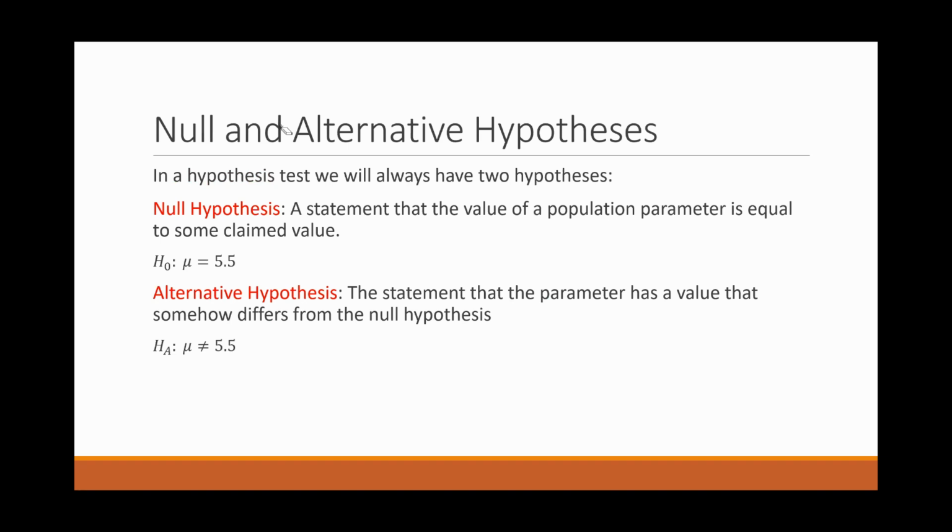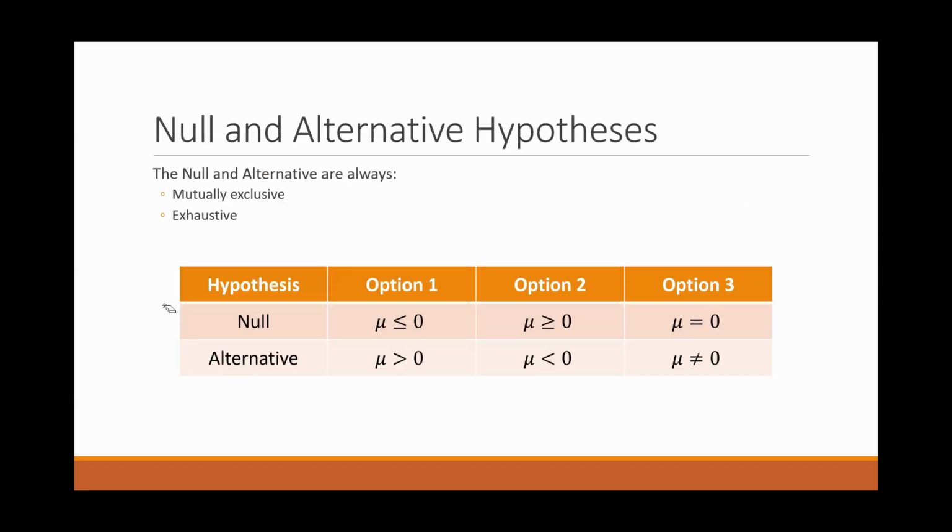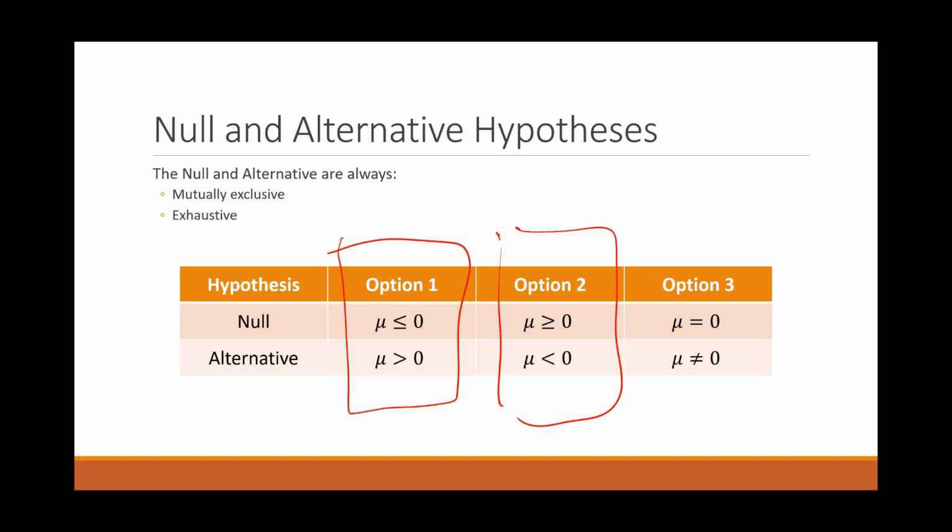Okay, so our null hypothesis here is that wages in the United States are equal to $5.5 per hour. Our alternative hypothesis is that wages in the United States are not equal to $5.5 per hour on average. All right, that's the null and alternative hypotheses. Now, whenever we state a null and an alternative, there are actually three different ways of stating it. All right, so here are our three different ways. Option 1, option 2, and option 3. I just showed you option 3.